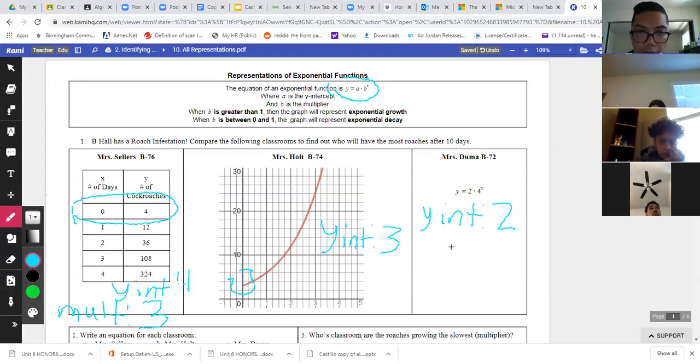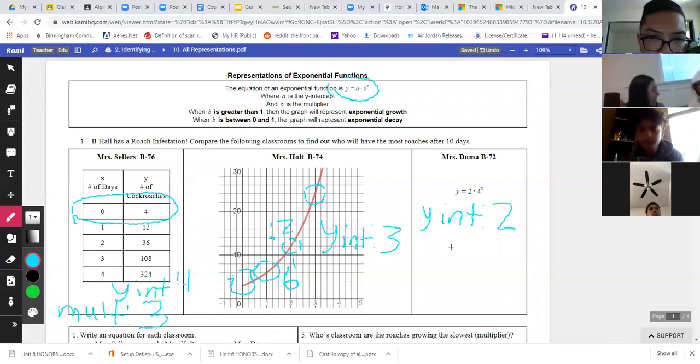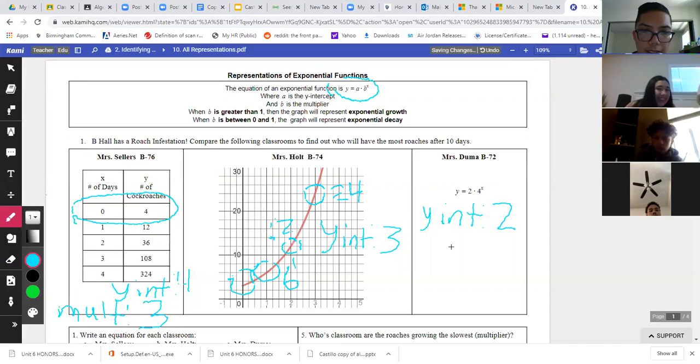Now, the graph is probably the most difficult one to deal with, but you already know the y-intercept is 3. Then you're going to look at every x value to see what the y values are. So here, the y value is 6. Then I go to where x is 2, and right there, the y value is 12. And then I go to where x is 3, and the y value here is 24. So I go from 3 to 6 to 12 to 24. So you see that I'm multiplying.